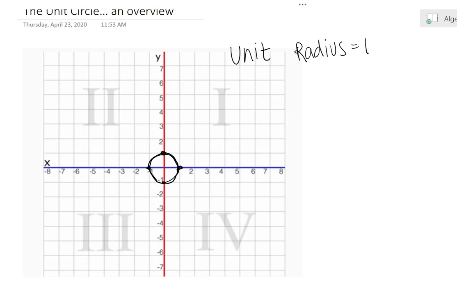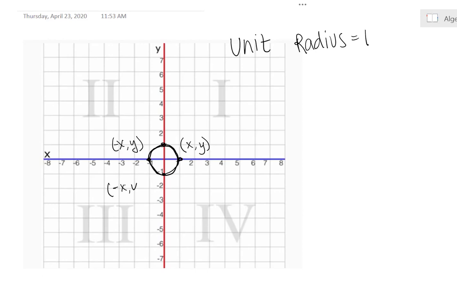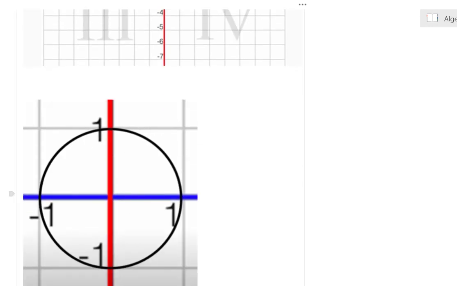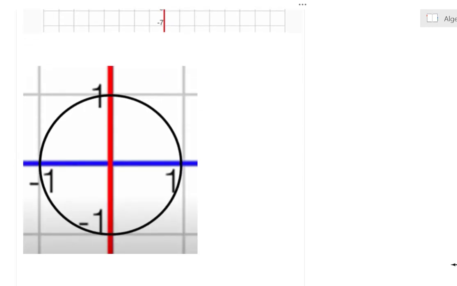So any point that lies in quadrant 1 is positive, in quadrant 2 has a negative x value, in quadrant 3 both points are negative, and in quadrant 4 the y is negative and the x is positive, just like any other normal point. Here's a little zoom in of what that would look like. So here's our unit circle drawn a little bit better right here.